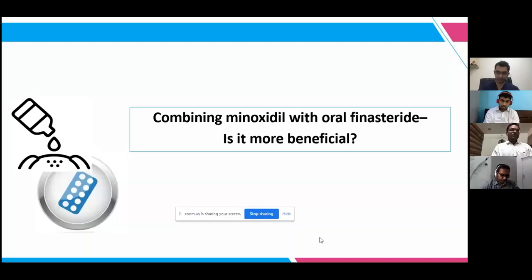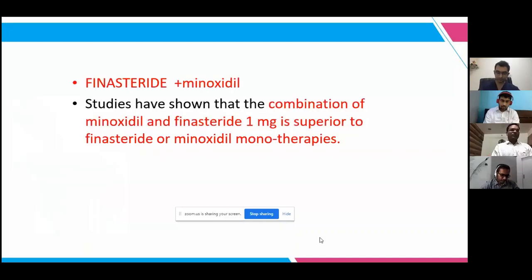Yeah, you are right. Studies have shown that the combination is superior to finasteride or minoxidil alone. There is no doubt about it.